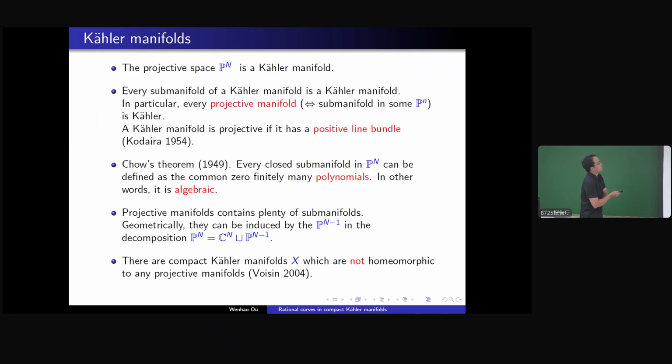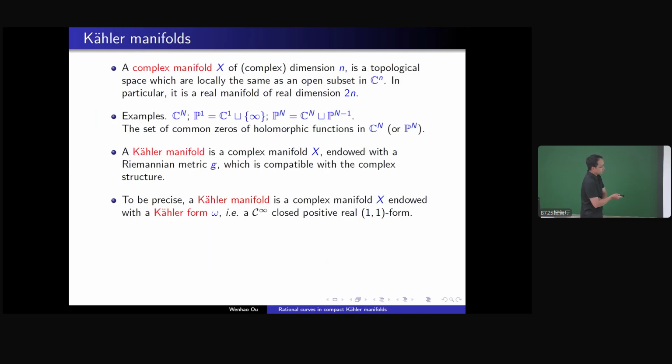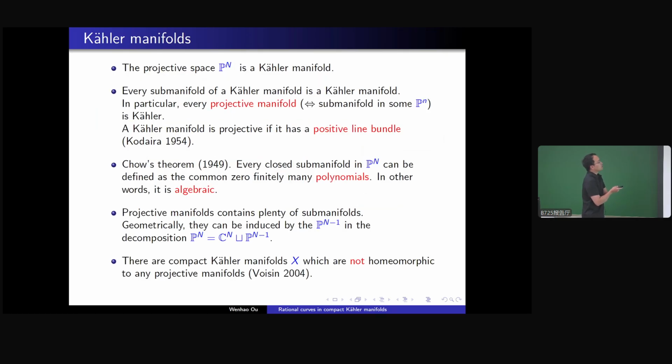Every submanifold of a Kähler manifold is a Kähler manifold. This is very easy to see because we only need to restrict the Kähler form of the Kähler manifold to the submanifold. This will give a Kähler form on the submanifold. In particular, every closed submanifold in Pn is a Kähler manifold. These submanifolds are also called projective manifolds because they are inside some projective space.